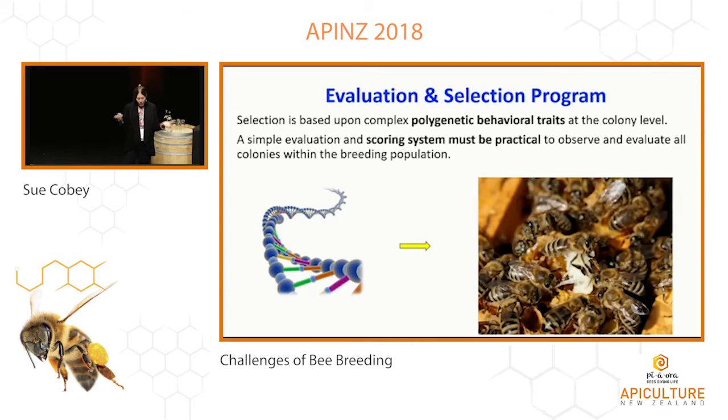So your evaluation and selection program, you really need to look at different traits. And you're selecting for behavior. Behavior is flexible, dynamic, it's constantly changing, depending on the environmental cues, depending on the genetic makeup of your colony. So you really have to kind of consider that. You need a reliable method to measure that.